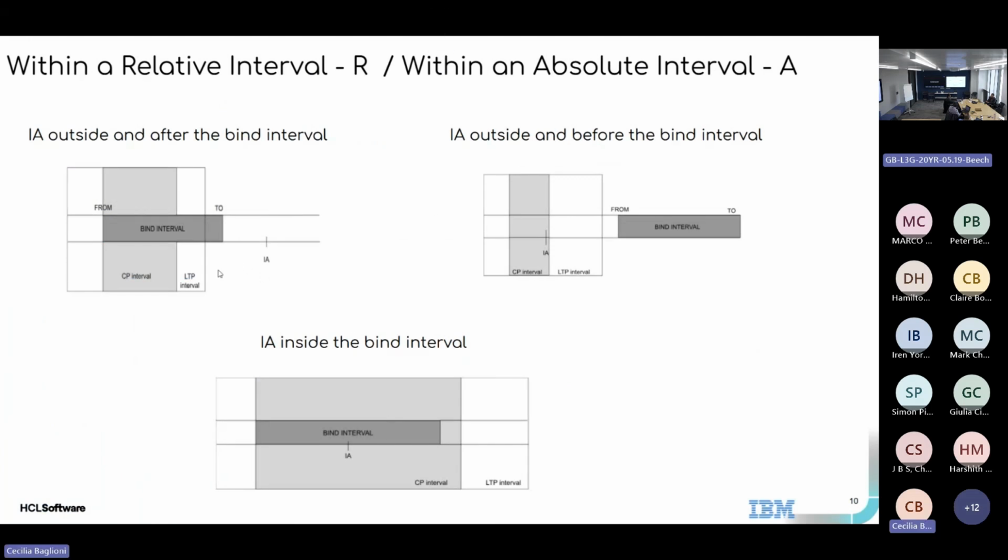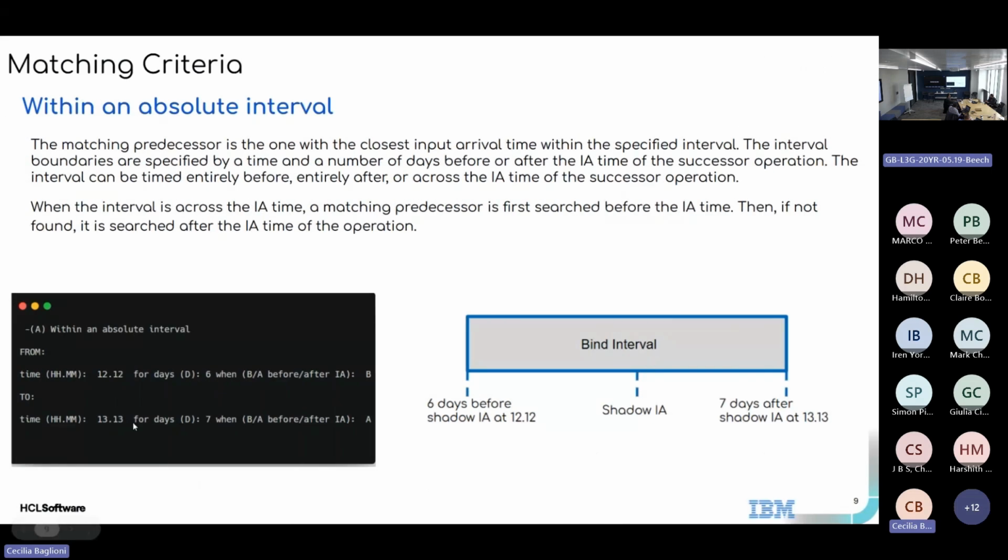As mentioned before, in this example, we have the three cases, the three situations: when the IA is entirely after the bind interval, when the input arrival is entirely before the bind interval, and when the input arrival is within the bind interval, on the basis of the values that you have put in this panel.